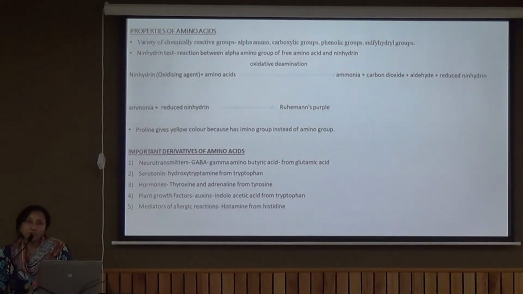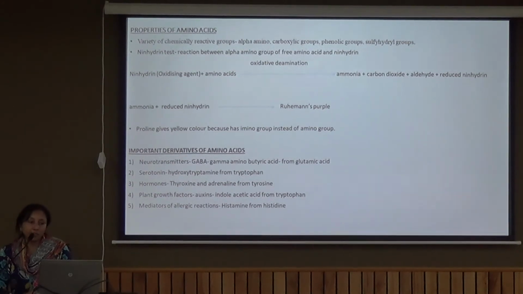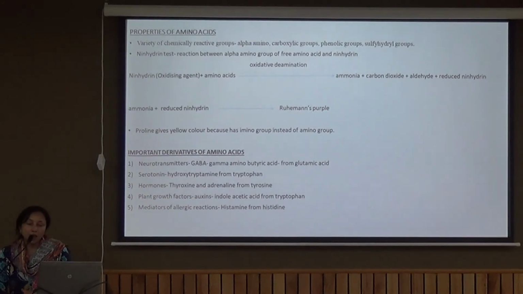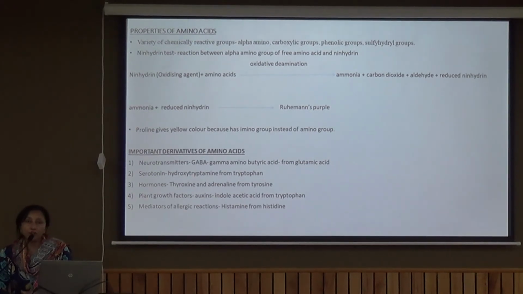Now, what are the properties of amino acids? A variety of chemically reactive groups are present in amino acids, like the alpha amino group, carboxylic group, phenolic group, sulfhydryl group. We have the ninhydrin test to see the presence of amino acids. It is a reaction between the alpha amino group of a free amino acid and ninhydrin.